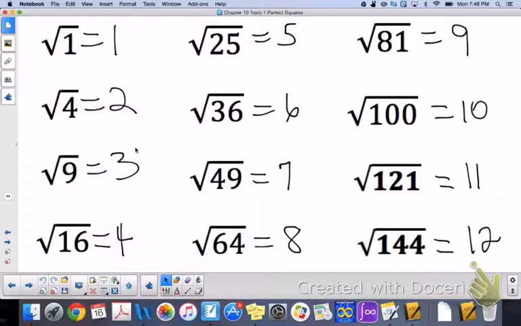So there you have it. In class tomorrow, you're going to practice some square roots of perfect squares. And that is it for now.